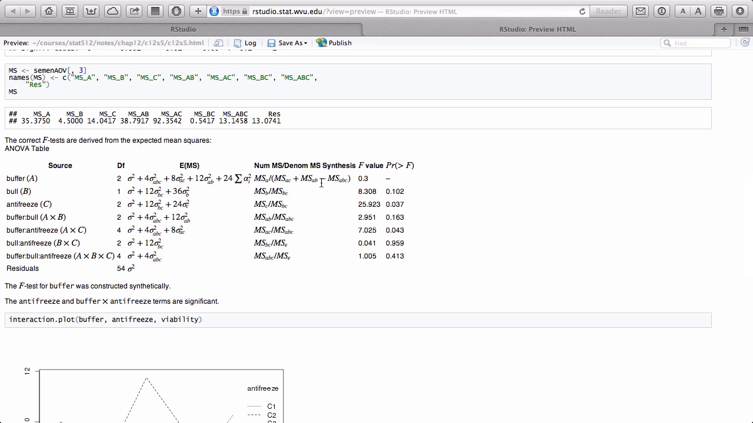And so what's significant here? Notice that antifreeze is significant. The Bowl effect is not, although it's 0.1. It's not way off. There is some variability due to Bowl, but it's not way off. The antifreeze, in fact, it is significant. And the interaction of buffer with antifreeze is significant.